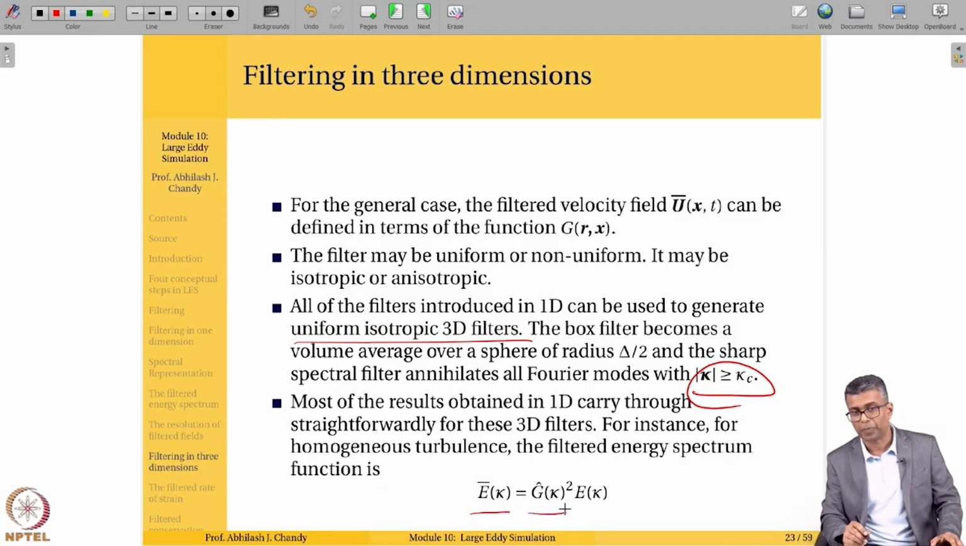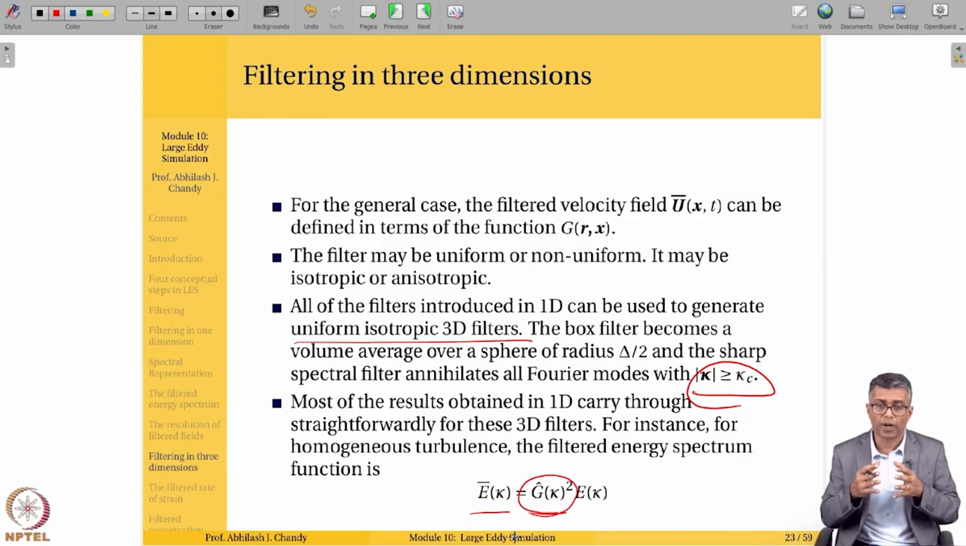So can you tell me, are you able to figure out why this is squared here? I have G hat of kappa squared times E of kappa. Why is that? That is because I have my energy spectra calculated as velocity squared. Kinetic energy is proportional to U squared, so you are taking the filtered velocity twice, and multiplied, right? So that means your transfer function will be squared. So it is the transfer function squared multiplied by E of kappa. That's the reason.